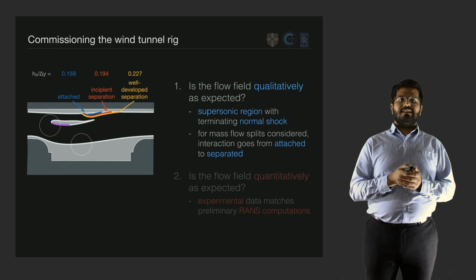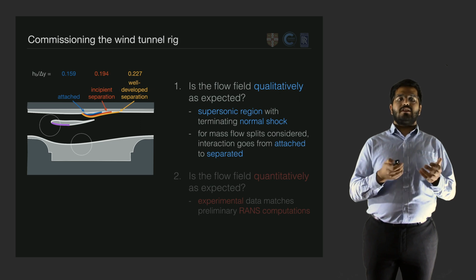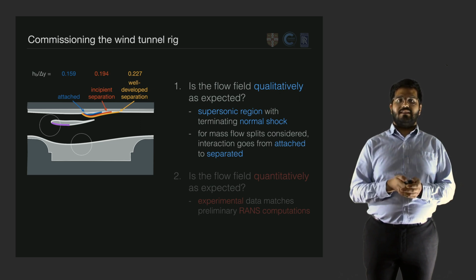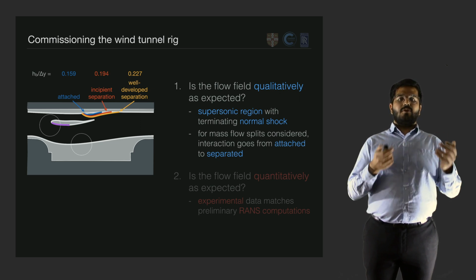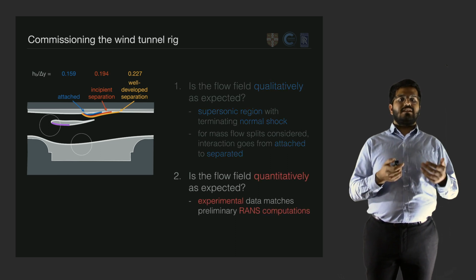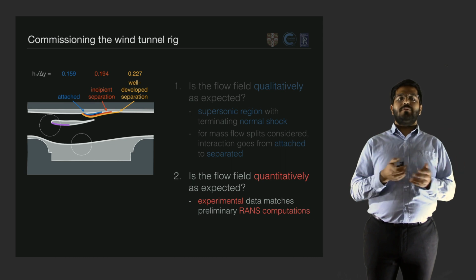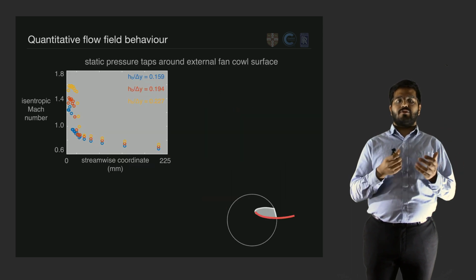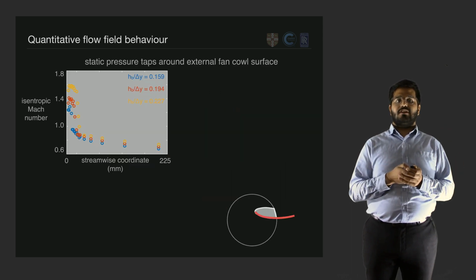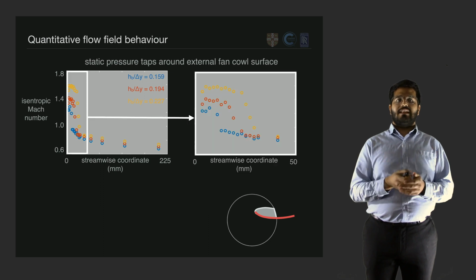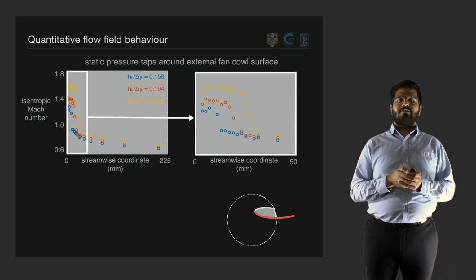So now, by doing these tests, as well as verifying that the flow field is indeed qualitatively as we would expect, we've also started to get an idea of the key mechanisms at play. From a quantitative perspective, we want to compare our experimental data to existing RANS computations, and one way we can do this is by considering the pressure profile on the external fan cowl surface, in particular zooming in on the region around the shockwave boundary layer interaction.